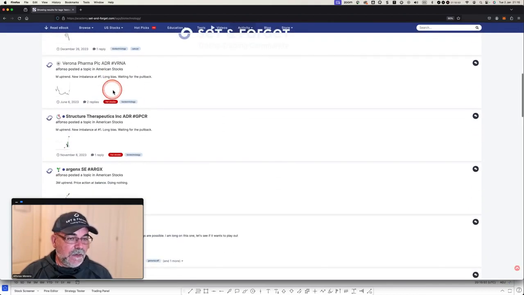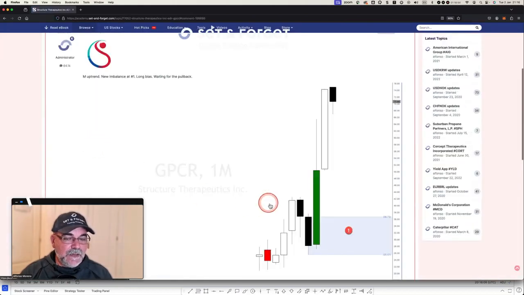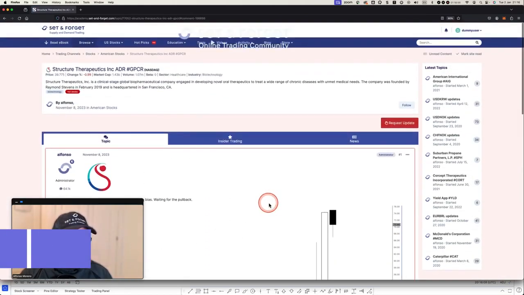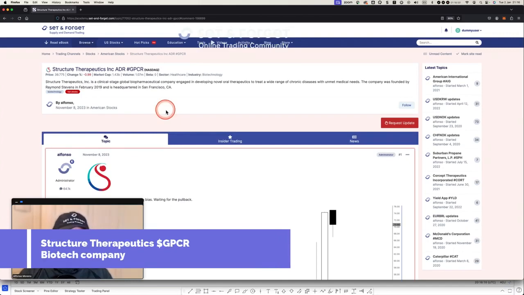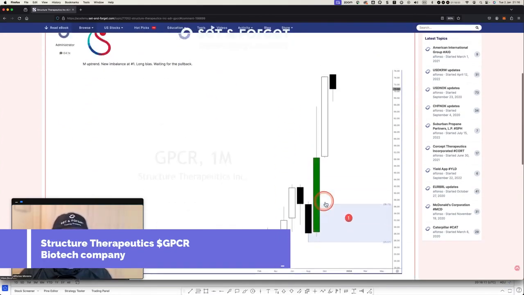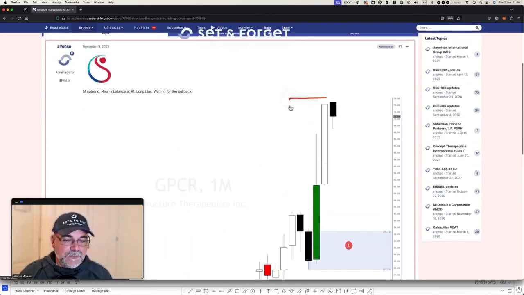Some of them are hot, like this one, Structure Therapeutics, GPCR. So this is the analysis. I'm just showing you how it works, and at the same time we're going to be talking about price action. So look at this. Look at the strength of these candlesticks. The bodies are closing at like 99.9%. There's a little tiny dot there, which is the wick in existence.